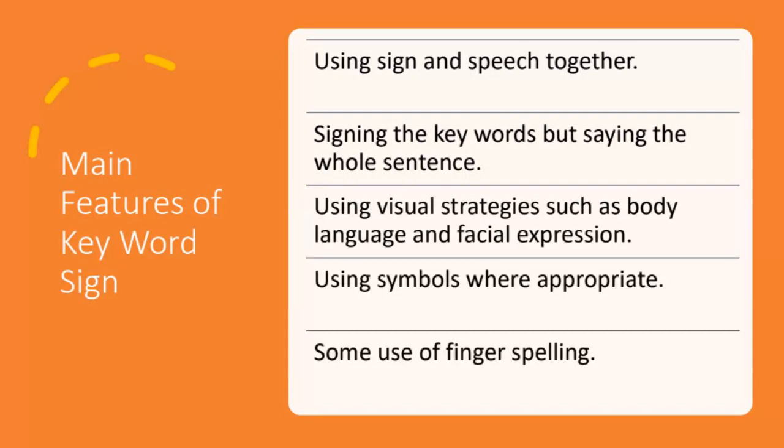Okay, these are just some of the main features of keyword signing. When you're using those keywords, you're also speaking at the same time. You're saying the whole sentence, but you're signing the keywords. Just like when you're talking to a person, body language and facial expression are so important. And you'll see in some of the videos that I did as part of the video section of this course, there were some facial expressions that were hard to read. You could see as you were using the sign if they worked well together.